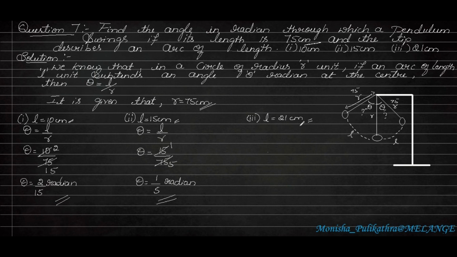The last one is 21 centimeter. So here theta is equal to L by R. The same thing we need to write. Theta is equal to 21 by radius 75. So 3 7s are 21. 3 2s are 6, 1 carry. 3 5s are 15. So theta is equal to 7 by 25 radian. So when arc length is 10, the theta will be 2 by 15. When arc length is 15, it will be 1 by 5. And when it is 21, it will be 7 by 25. So this is the last problem of this session.